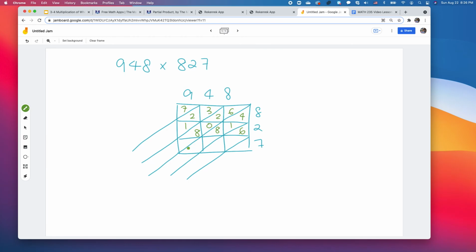Okay, so what is this? 7 times 8, 56. 4 times 7, 28. 9 times 7, 63. So we build that up, and now you can just add all of those diagonals. 6, that's ones place. Here, 14 and 5, 19. So you have one more there.